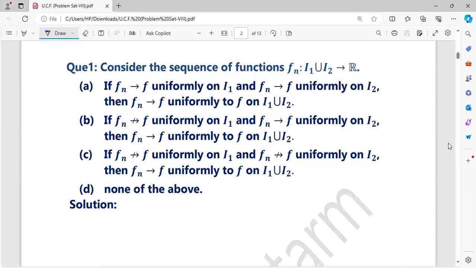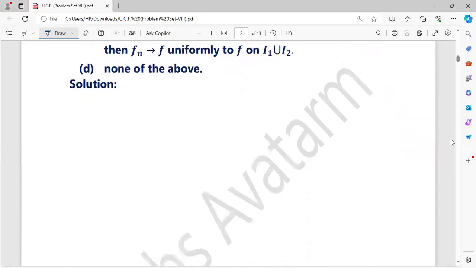Option C is: fn does not converge to f uniformly on I1 and fn does not converge uniformly on I2, then fn converges to f uniformly on I1 union I2. None of the above. So let's see this question. Let's solve it.